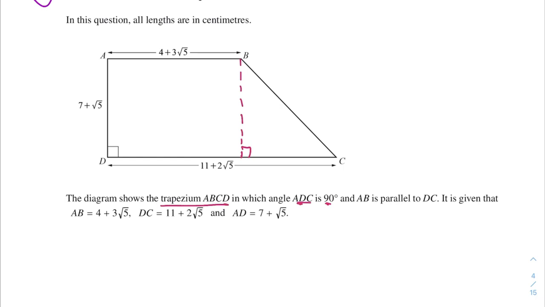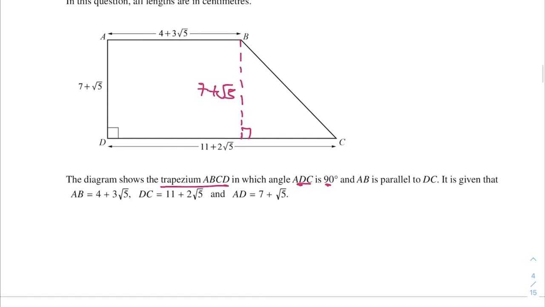Okay, now this part is also going to be 7 plus root 5, no doubt, right? All right, the next thing I want you to do is to note that from here all the way to here is 4 plus 3 root 5. So we are left with finding what this is. So we just have to subtract it from 11 plus that. So we have 11 plus 2 root 5 minus 4 plus 3 root 5.